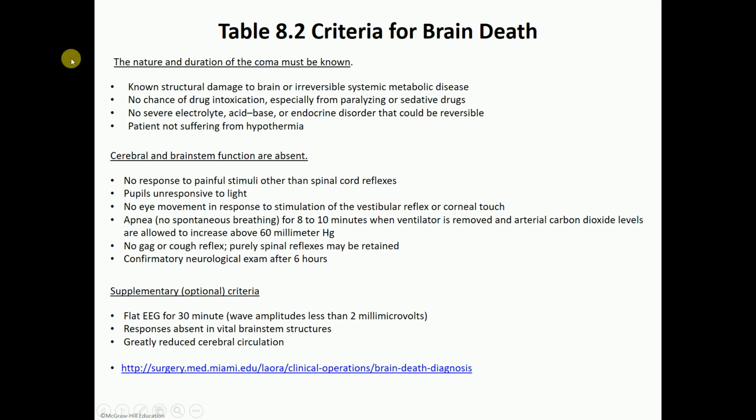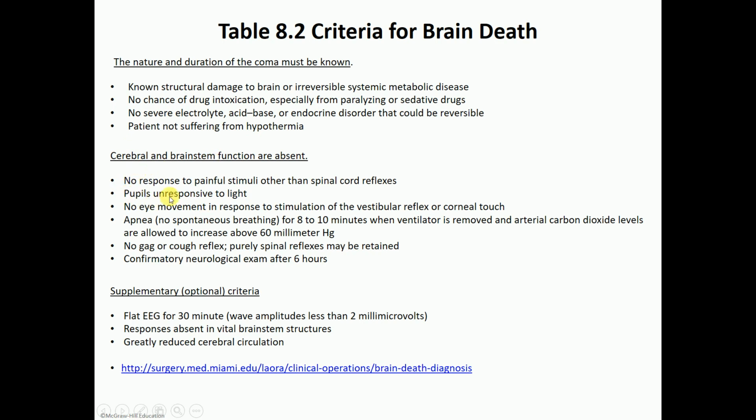Okay, cerebral and brainstem function are absent. A brainstem is where we have all of the centers of breathing, heart rate, and so on. So if the brainstem function is there, then maybe we can figure out what the cause is and we can bring this patient back. But if there is total loss of the function of the brainstem, then that is a different story. Now, how do we know that the brainstem is no longer functioning?